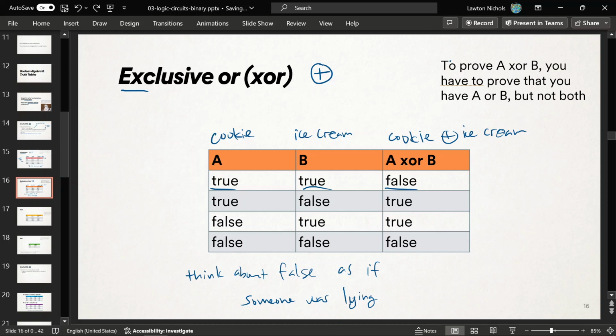So that's that one. So to prove, again, you're trying to prove that something's true. To prove that the exclusive or between two things is true, you got to prove that you have either A or B. One of them is true, but not the other. That forces you in one of these true categories. Okay? Again, it's just a bunch of symbols right now. They'll make more sense with examples. So, yeah, that's exclusive or.